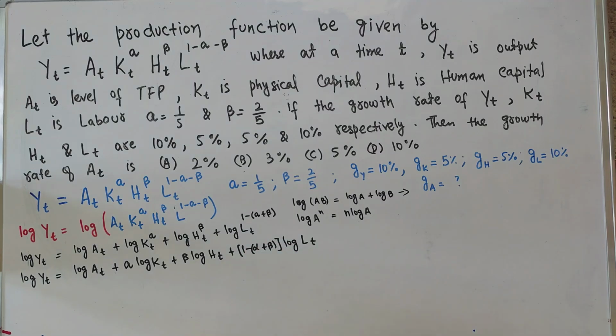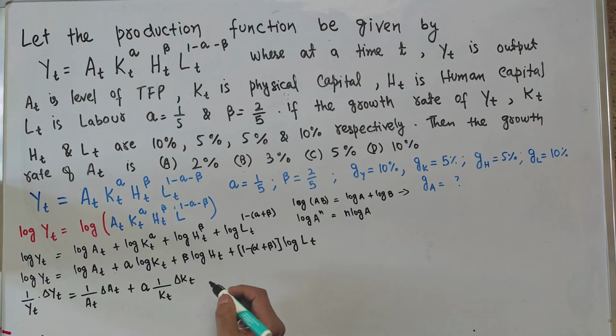Let us take differentials on both sides, differentiating both sides with respect to t. So the derivative of log Y_t will be equal to 1/Y_t times dY_t. Similarly, the derivative of log A_t will be 1/A_t times dA_t. Plus alpha times the derivative of log K_t, which will be 1/K_t times dK_t, since the derivative of log n is equal to 1/n.